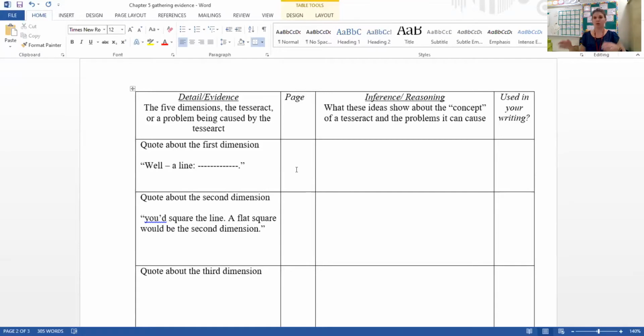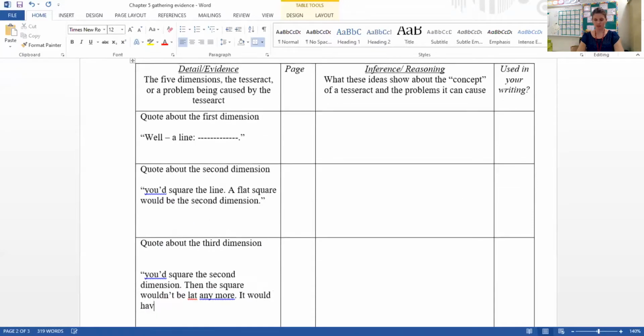So the 3rd dimension, we get again, "You'd square the 2nd dimension, then the square wouldn't be flat anymore. It would have a bottom and sides and a top." Okay, be sure to record the page number. As I said, the yellow book 77 and the black book is page 88.